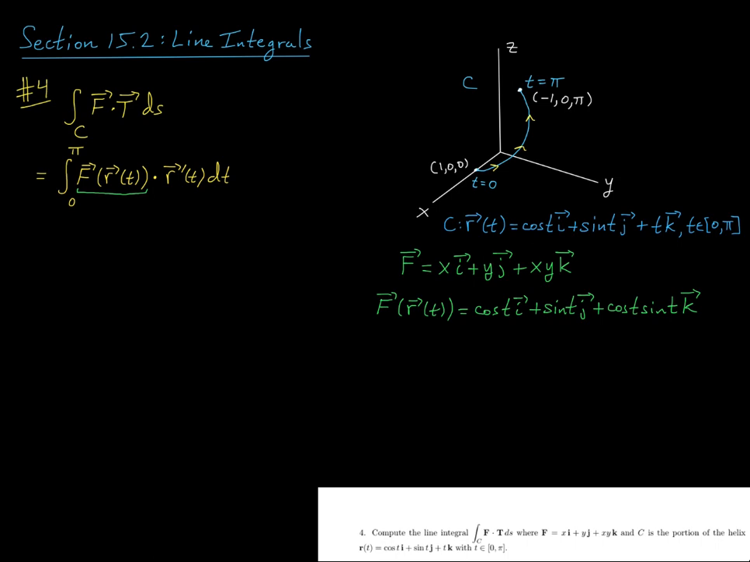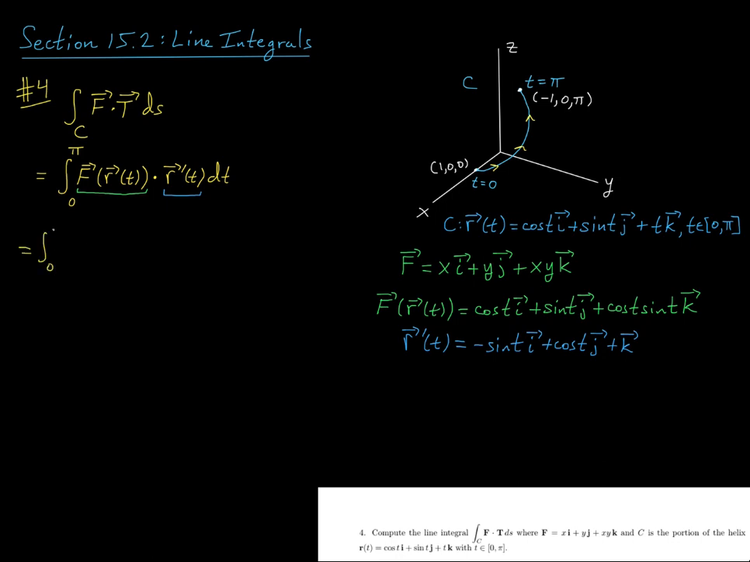Now, what's r prime? Do this right here. R prime is going to be minus sine t i plus cos t j plus just k. So I'm just differentiating these component functions with respect to t to get r prime. Okay, so now let's punch all of those in.